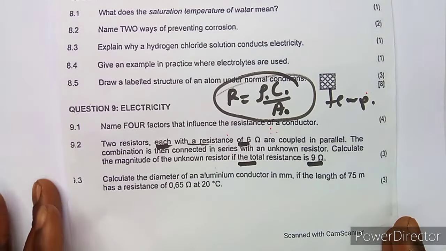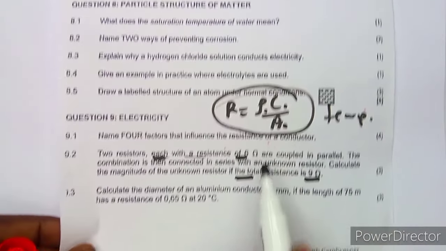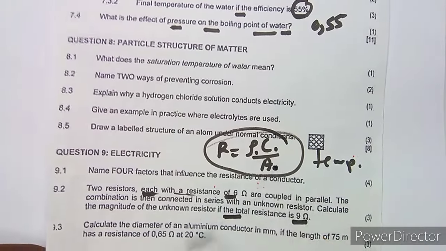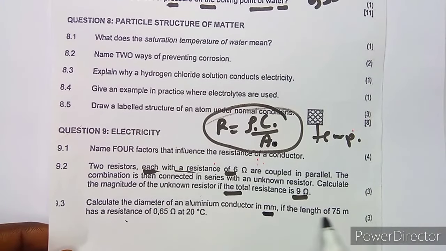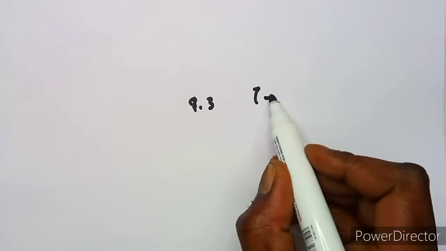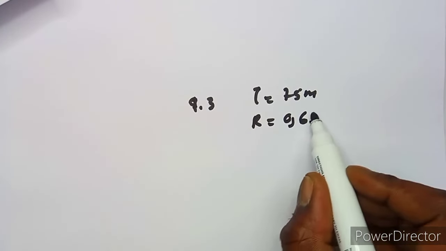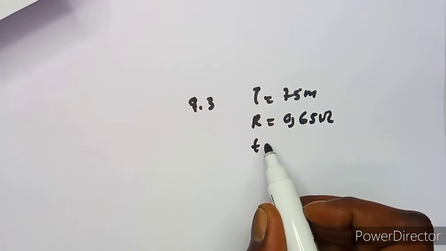And on question 9.3, which is to calculate the diameter of an aluminum conductor in millimeters. Take note, it's not just diameter, but that diameter should be in millimeters. Remember that formula that I wrote before when I did this one. Here there is area. Let's list our information first. We need the diameter in millimeters, but we are given the length of 75 meters, the resistance, which is 0.65 ohms, and the temperature at 20 degrees.